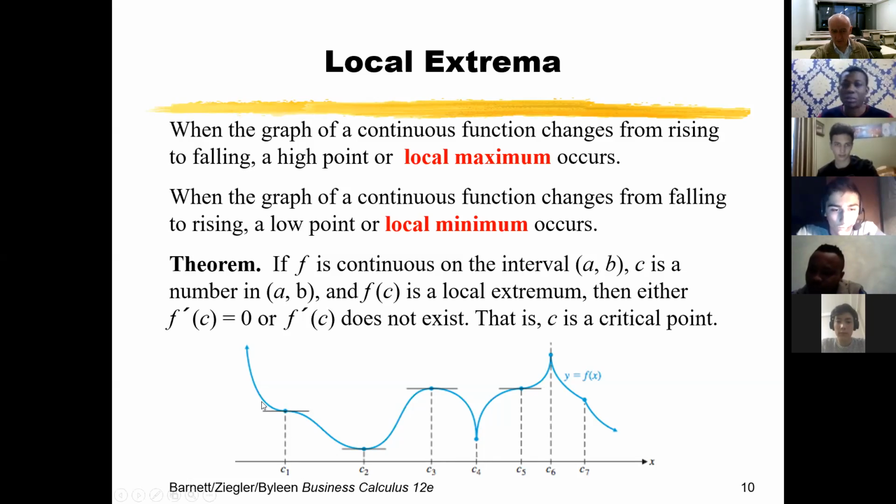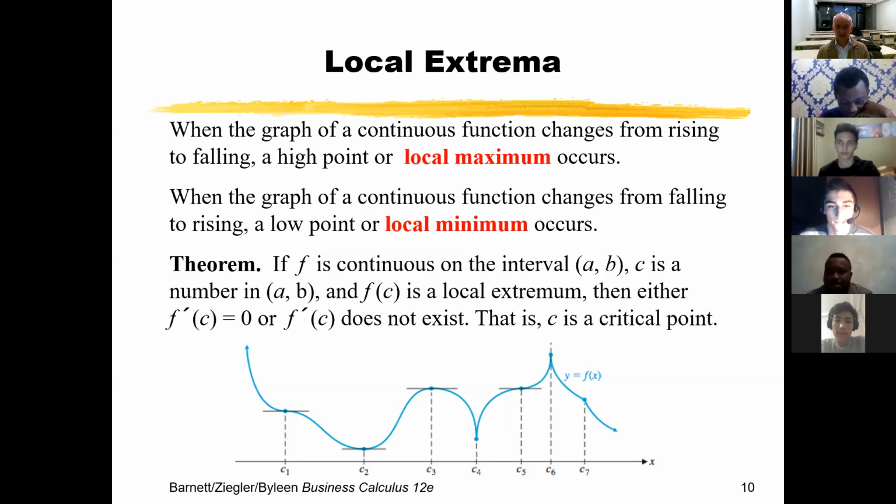What can we say about this point? What is the derivative at the point C1? As we see, at the point C1 the tangent line is horizontal, so the slope of it is zero. Absolutely, Luca, very good explanation. Here the tangent line is horizontal, and we know the slope of a horizontal line is zero. So we can say definitely that the derivative at this point is zero.